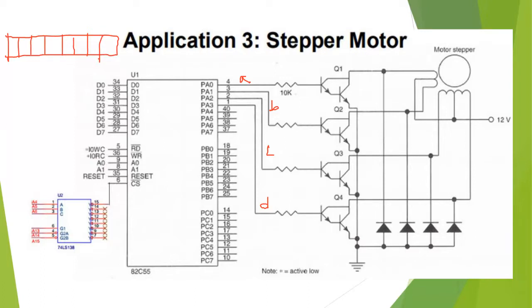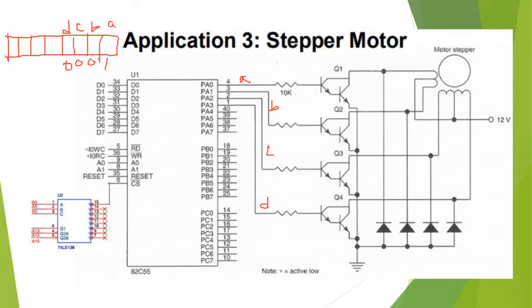So this one is A, B, C, D. If it is a 1-phase excitation system, that means this one should be 1, this one should be 0, this one should be 0, and this one should be 0. Okay, and what about the other bits?